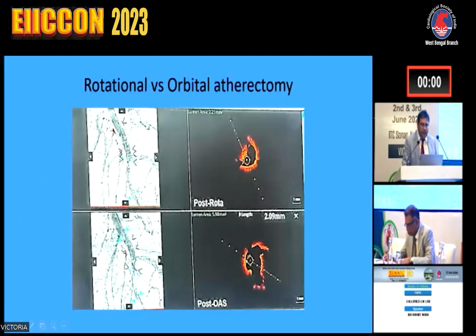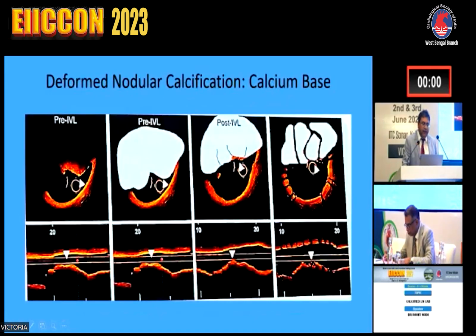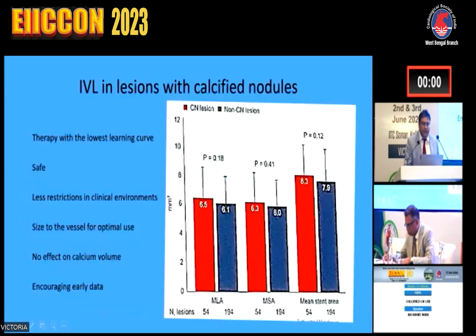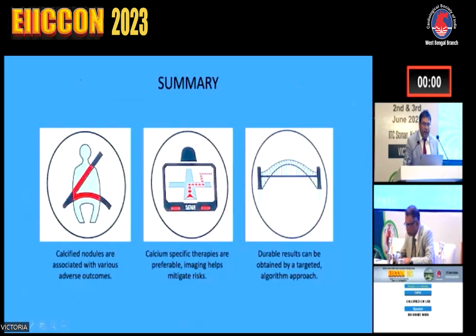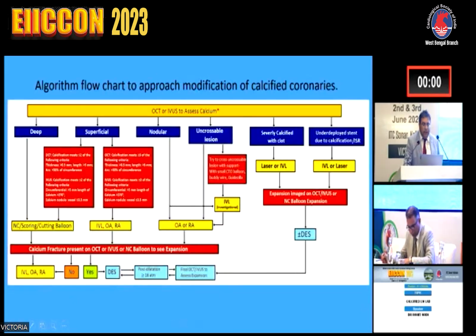So this is a patient where both rotational and orbital atherectomy were used, and finally probably the orbital atherectomy was successful. This is a deformed nodular calcium base. I will later discuss how IVL can be used for lesions in calcified nodules. There are fewer restrictions, and size to vessel should be optimal. There is no effect on calcium volume. It helps by breaking the calcium. And the calcium nodules are associated with various adverse outcomes. So I can take time if there is time. I can take some time in explaining this.